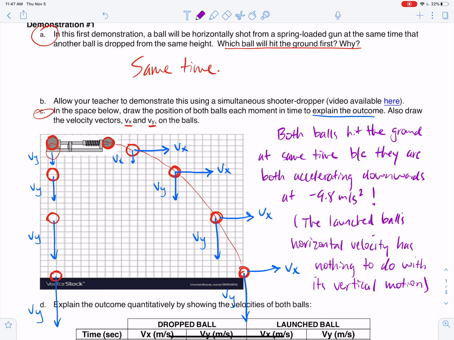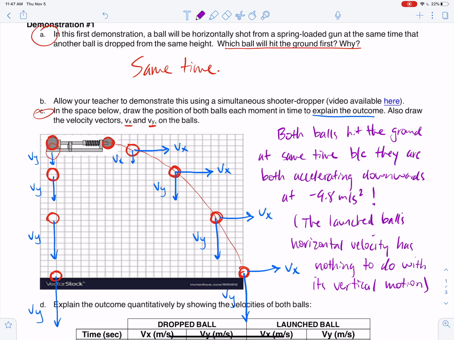Okay. In other words, these horizontal velocities are almost a distraction. Right? They don't matter. It does not matter that the ball is launched to the right because in the vertical direction, it is in free fall the whole time.